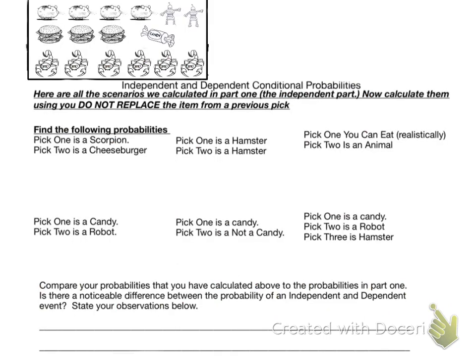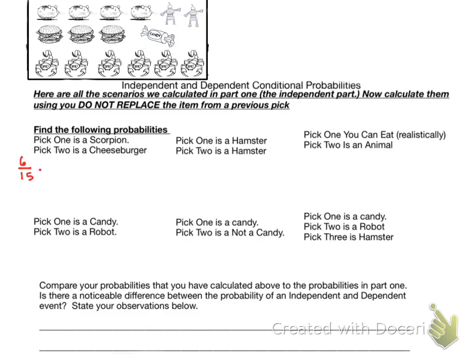Okay, so now let's do these examples. We're going to be using the same chart, the same hamster, robot, cheeseburger, candy, scorpion chart. This time we are not replacing them. So once you pick it out, it's gone. It's not going in the bag. The bag is moving on. Okay, so pick one is a scorpion. So if pick one is a scorpion, we're looking at our scorpions. They're 6 out of 15.